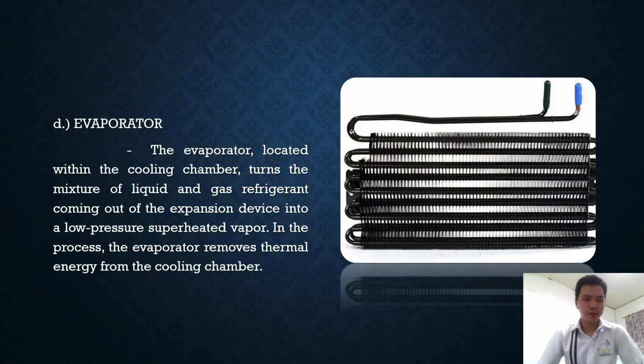Now, let's move on to the fourth component of refrigeration, which is the evaporator. The evaporator is located within the cooling chamber. It turns the mixture of liquid and gas refrigerant coming out of the expansion device into a low pressure superheated vapor. So in the process, the evaporator removes thermal energy from the cooling chamber. Most of the cooling effect in a refrigeration system happens in the evaporator.